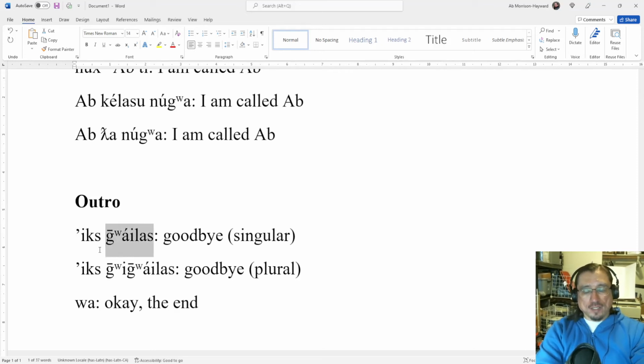Guelas. It's kind of hard to define. It's kind of like a way of being, a state of being. So when you say escuelas to somebody, you're basically saying you be in a good state, something along those lines. So it's kind of like goodbye, not exactly, but that's just the easiest way to describe it, is to say goodbye. But there's more to it than that. So this is the singular version. So if you're saying goodbye to one person, then you say escuelas.